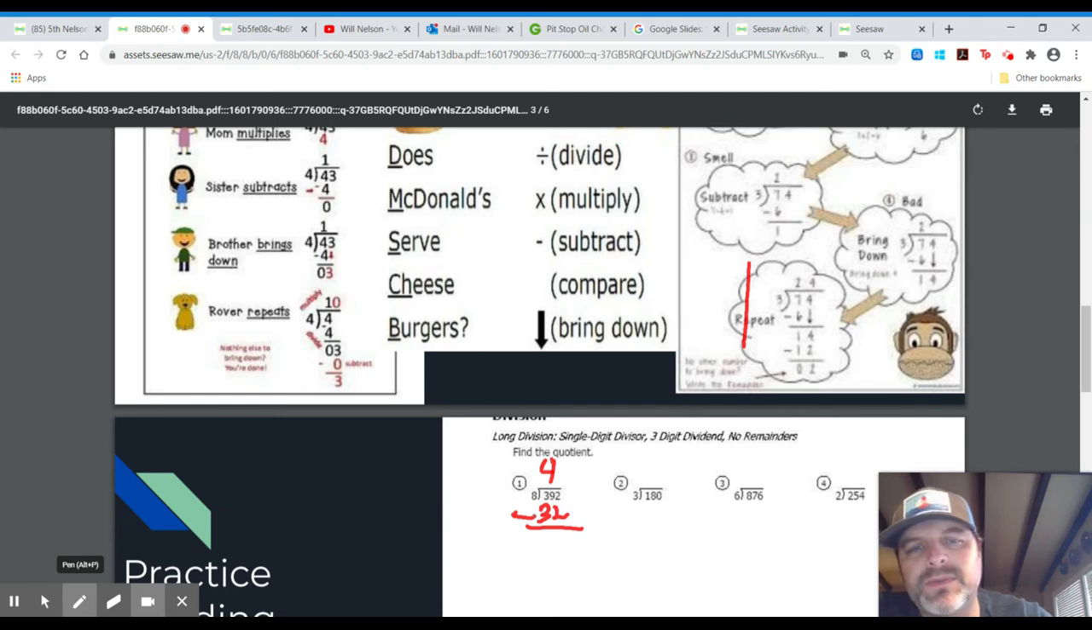Subtract is the third step. That's 9 minus 2 is 7, and 3 minus 2 is 1. Can we do this in the notebooks? Yes, please do your work in your notebooks because it's going to be hard to do it on the screen. In fact, what I want you to do is take a picture of your notebook today. Do that instead. All right, now I got to bring down the 2.